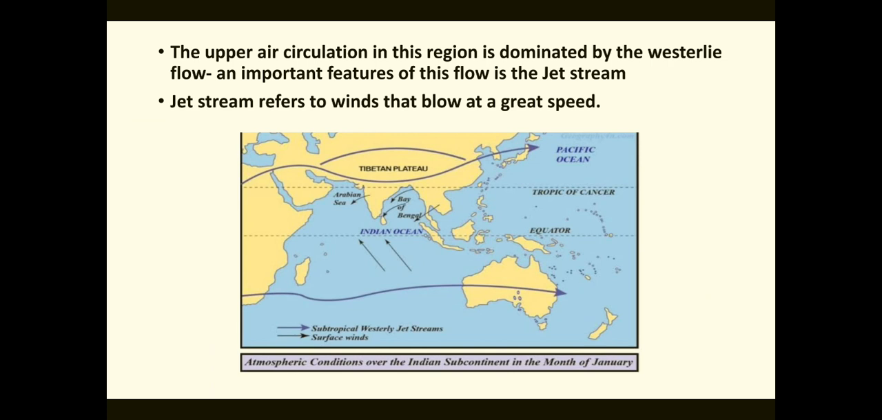Then we have the western cyclonic disturbances. These are experienced in the north and northwestern parts of the country. The western disturbances are weather phenomena brought in by the westerly jets from the Mediterranean Sea. They occur mainly in the winter months and cause rainfall in the north and northwestern parts of India.